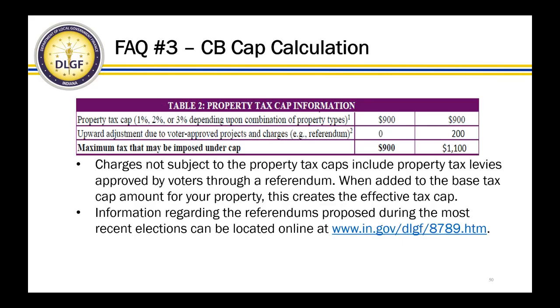Now, when we look at table two here, the second line is listed as an upward adjustment due to voter approved projects or charges, for example, a referendum. When there is a voter approved referendum, that referendum is not subject to circuit breakers. What we are looking at is that when there is a voter approved referendum, we will be increasing the circuit breaker cap for an individual taxpayer. So if you vote for it, you have to pay for it, which means that there are situations where an individual at their property tax cap with a voter approved referendum will see their cap increase so that they can pay for the referendum that has been approved.